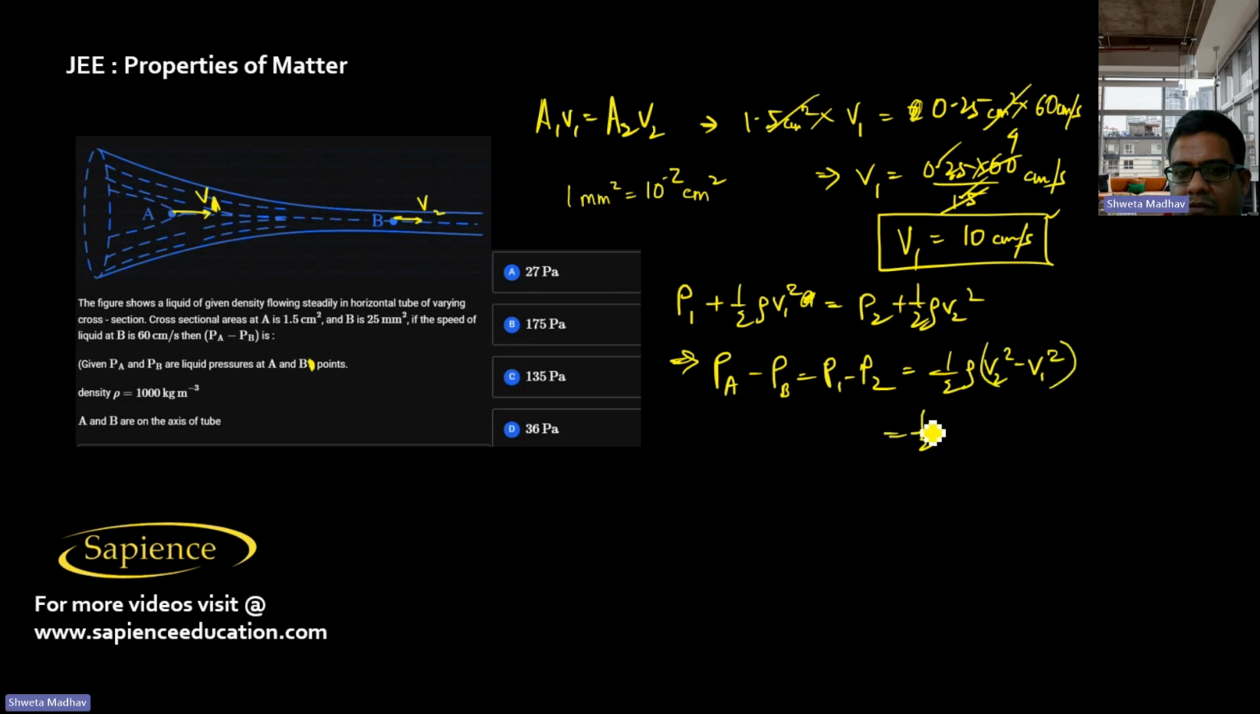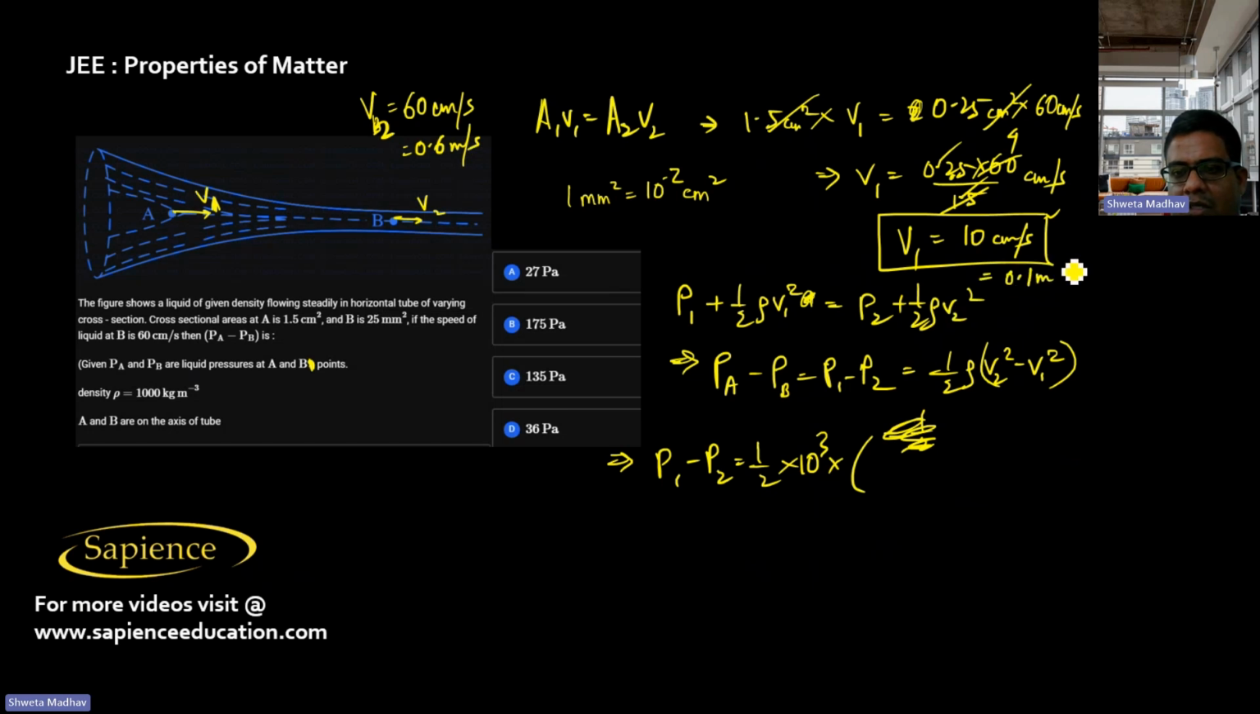So therefore, P1 minus P2 will be equal to half into the density, which is 1000, 10 power 3, into V2 square minus V1 square. V2, the velocity at B, is 60 centimeter per second, or I can say 0.6 meter per second, and V1 is 10 centimeter per second, or I can say 0.1 meter per second. So this will be 0.6 square minus 0.1 square.